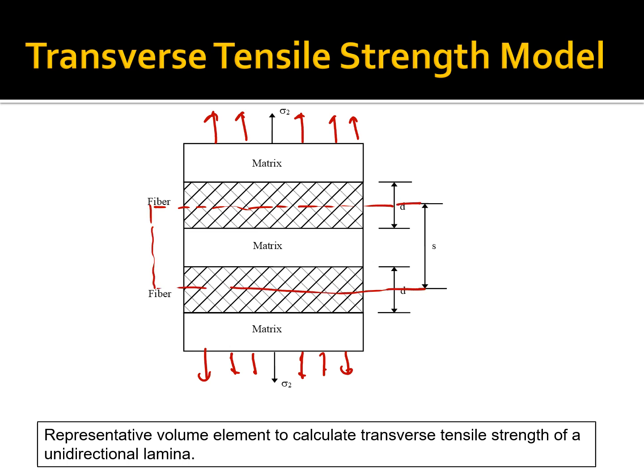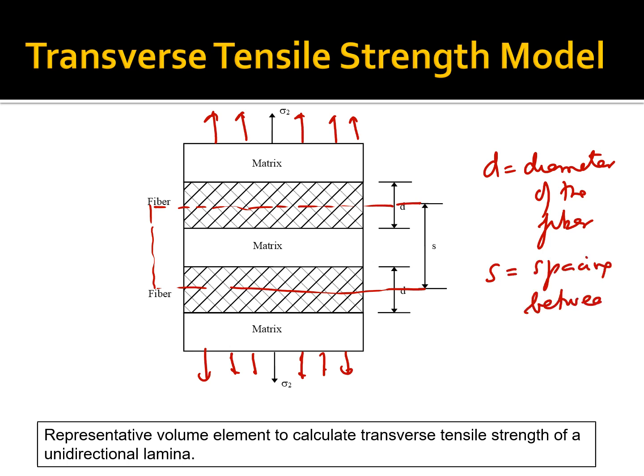And what is D? D is the diameter of the fiber. And what is S? S is the spacing between centers of fibers, the joining ones or the closest ones. So that becomes the representative volume element, and we're going to use it, based on this stress being applied in the direction perpendicular to the fibers, to figure out how we can model the problem.